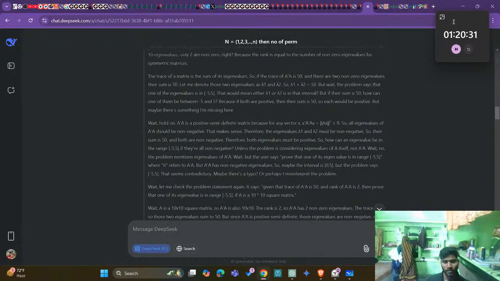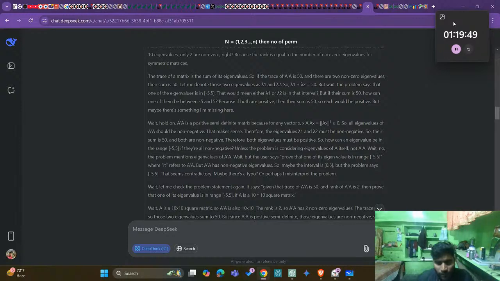Wait, hold on. A'A is a positive semi-definite matrix because for any vector x, x'A'Ax is the square of norm of Ax, which is greater than or equal to 0. So all eigenvalues of A'A should be non-negative. That makes sense. Therefore, the eigenvalues lambda 1 and lambda 2 must be non-negative. Their sum is 50 and both are non-negative.